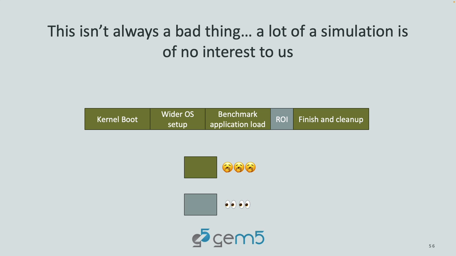A lot of simulation is of no interest to us. Typically it's like this: kernel boot, whatever; wider OS setup, whatever; the benchmark loading into memory and setting up its things, whatever. Then a region of interest, where the work happens, and then normally you'll just cease execution, but you could theoretically clean up and do whatever you want afterwards. That's very important. Normally your region of interest is very small, where you want to simulate a particular behavior. I work with people who are very interested in graphs, so they have a lot of graph benchmarking applications.